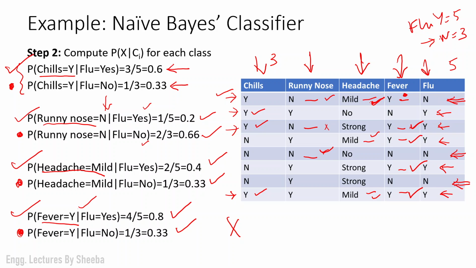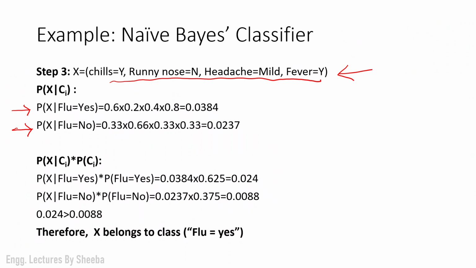You count all, you just see the probability of all yes cases. Whatever I tick marked here, just take the values, that is 0.6, then 0.2, then 0.4, then 0.8. Multiply all those to get X given yes. Similarly, you take all the values for no, that is 0.33, 0.66, 0.33 and 0.33, and multiply them. So you'll be getting X given no. So you will be getting both the probabilities. For flu yes, we have taken all the yes probabilities and multiplied. For flu no, we have taken all the no probabilities and multiplied. You got both the values.